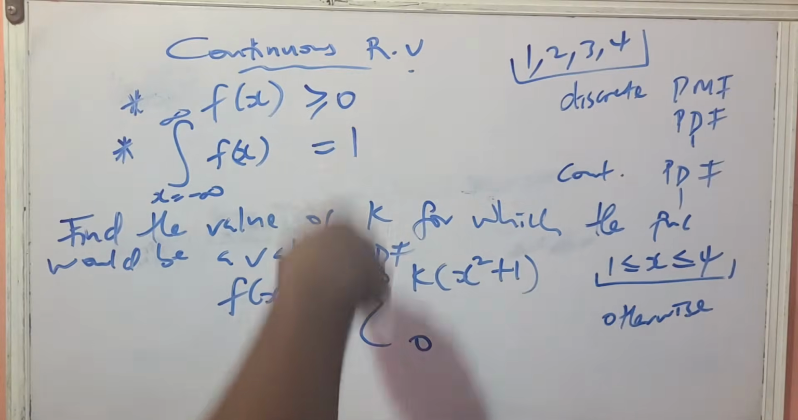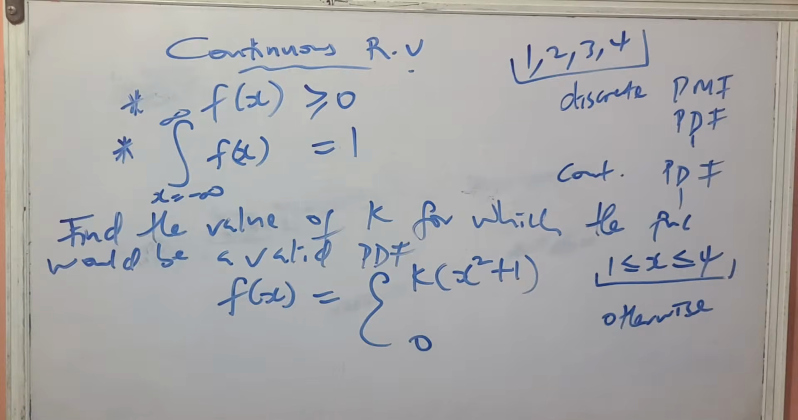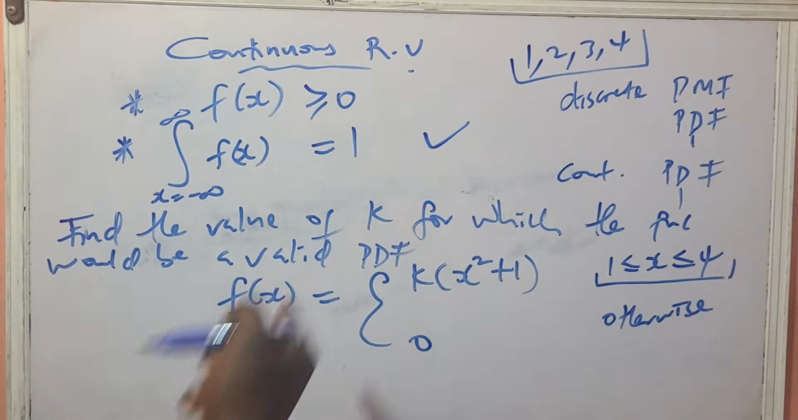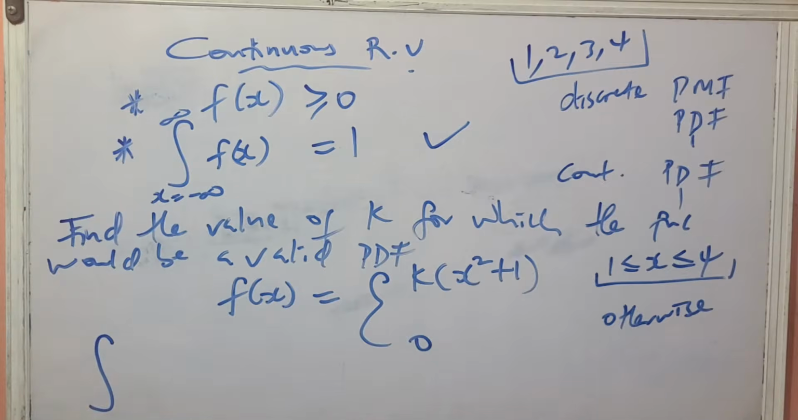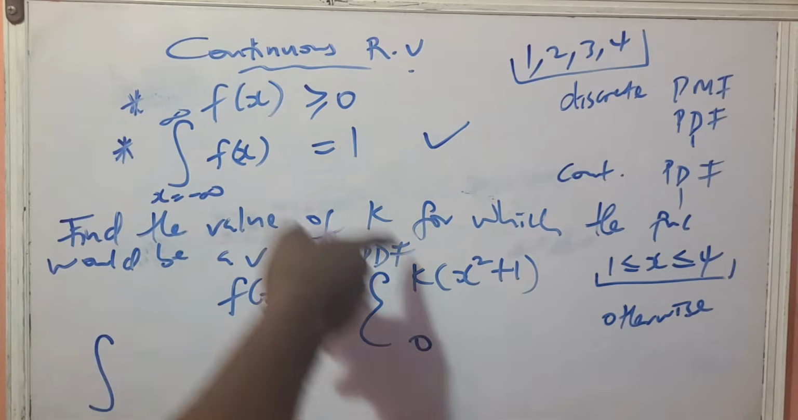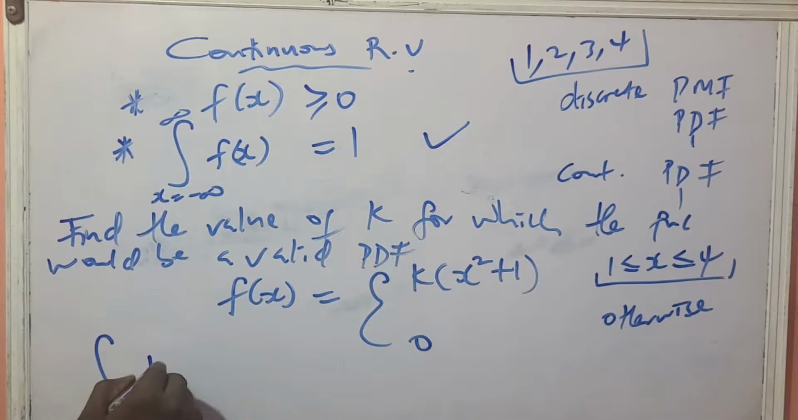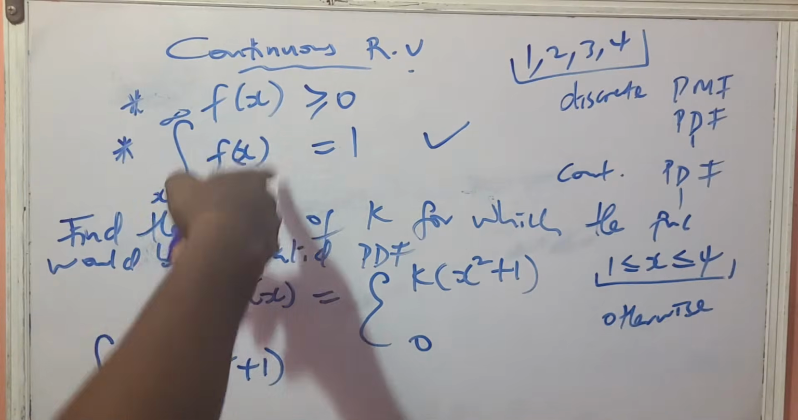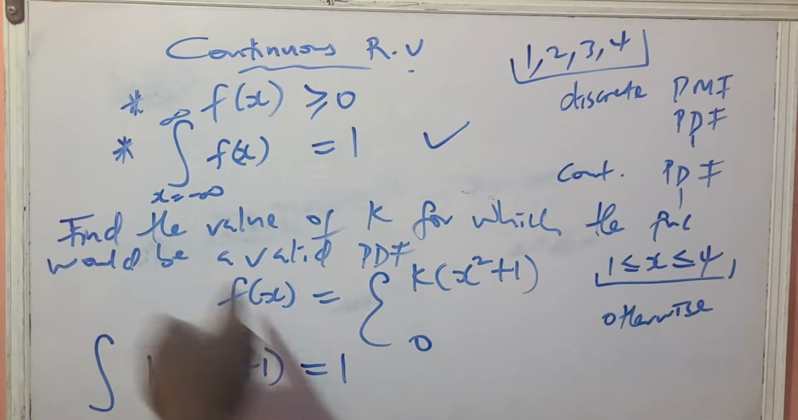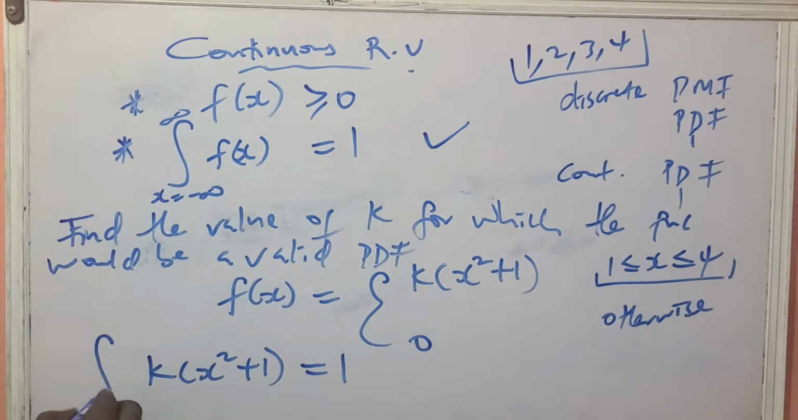That means we're dealing with a continuous random variable. Now, the most important thing we can use here is this second case, because for something to be a continuous random variable, we said that the integration of the function, which in this case is k x squared plus 1, must be equal to 1, with the limit from 1 to 4. So this is what you would have to solve to get the value for k.